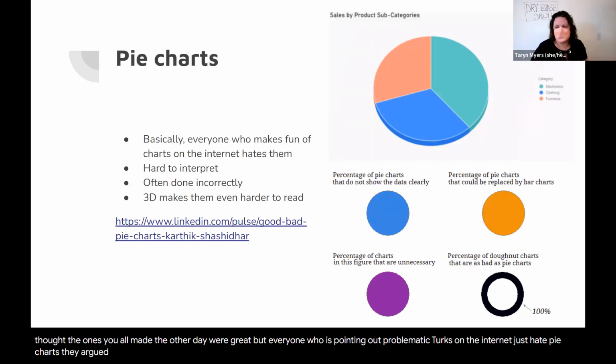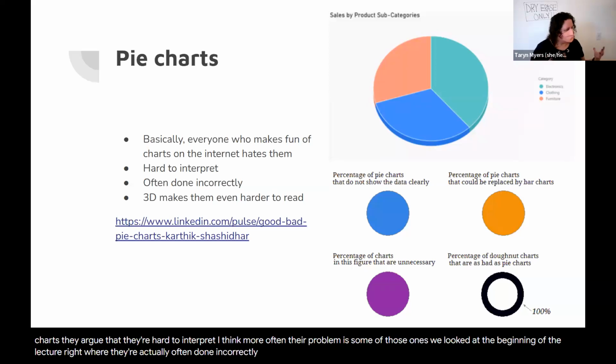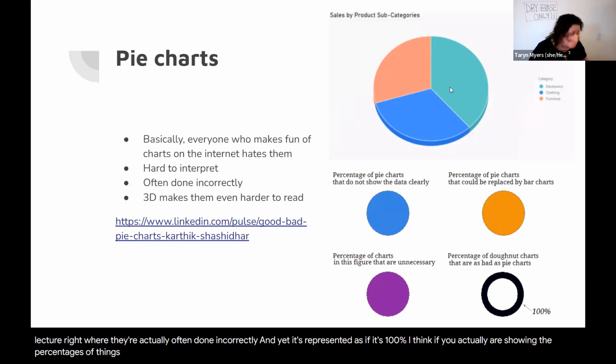They argue that they're hard to interpret. I think more often their problem is some of those ones we looked at the beginning of the lecture, where they're actually often done incorrectly, where the pie chart is more than 100% and yet it's represented as if it's 100%. I think if you actually are showing the percentages of things like voting, a pie chart really makes sense, right? But you can make pie charts in 3D as well.